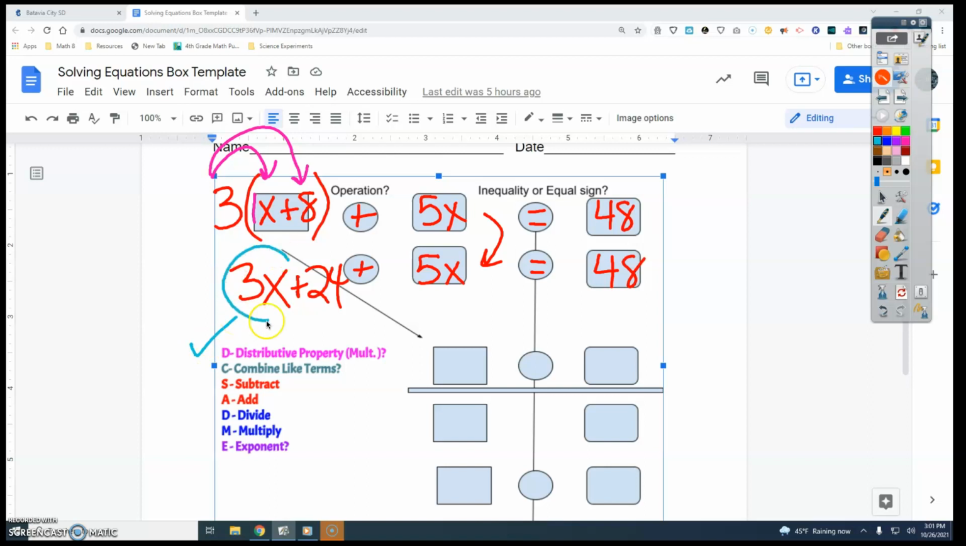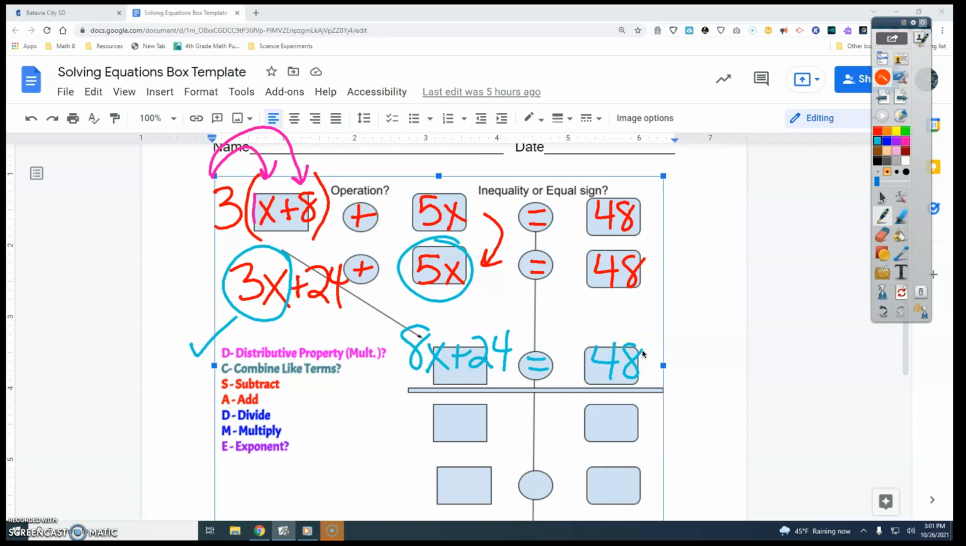So combine like terms here would be the 3x and the 5x. And combining like terms involves addition and subtraction. So 3x plus 5x is 8x. And as the arrow says here, we want to bring down the 24. So it's plus 24. It equals still 48. So you notice our equation is getting smaller and smaller.